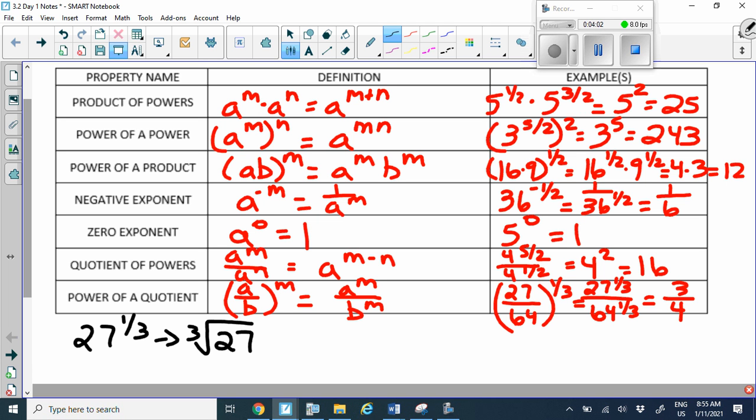Okay, make sure you watch the next part. We're actually going to use these properties to evaluate or to simplify our problems.